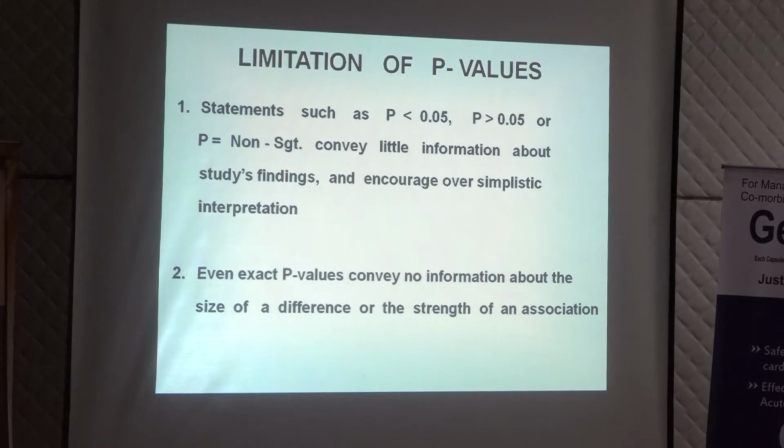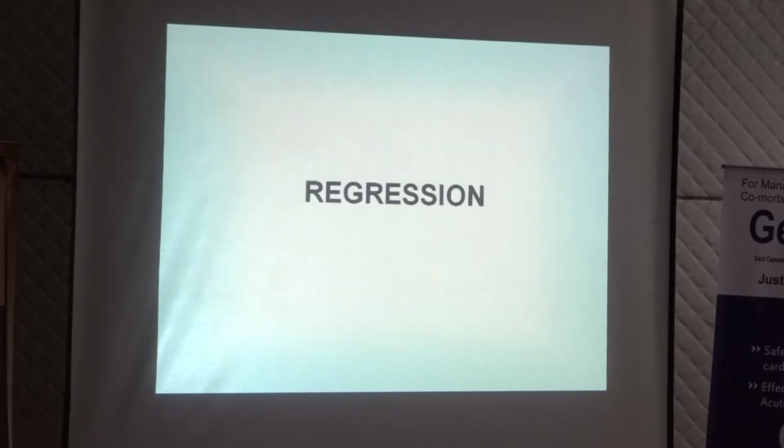Statements such as P less than 0.05, P more than 0.05, P equals to 0.05 convey little information about the study findings and encourage oversimplistic interpretation. Even exact P value convey no information about the size of a difference or strength of an association. That's why confidence interval is very much important.